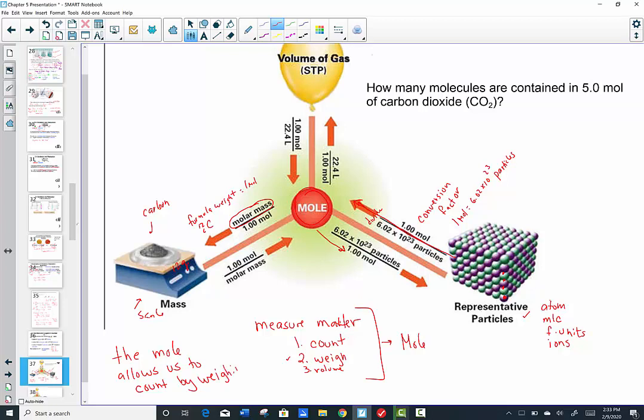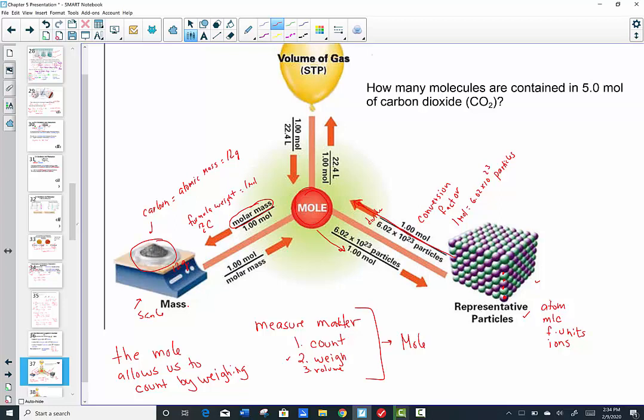So if I walked to the scale and I laid out 12 grams of carbon. Now why 12? Because carbon's atomic mass is 12.011 or something very similar. I'll just round to say 12 grams. The weight off the periodic table is 12 for carbon. The mass of 1 mole matches the gram atomic mass of carbon. 1 mole is exactly 6.02 times 10 to the 23rd atoms of carbon. By weighing, I now know how many atoms I have.